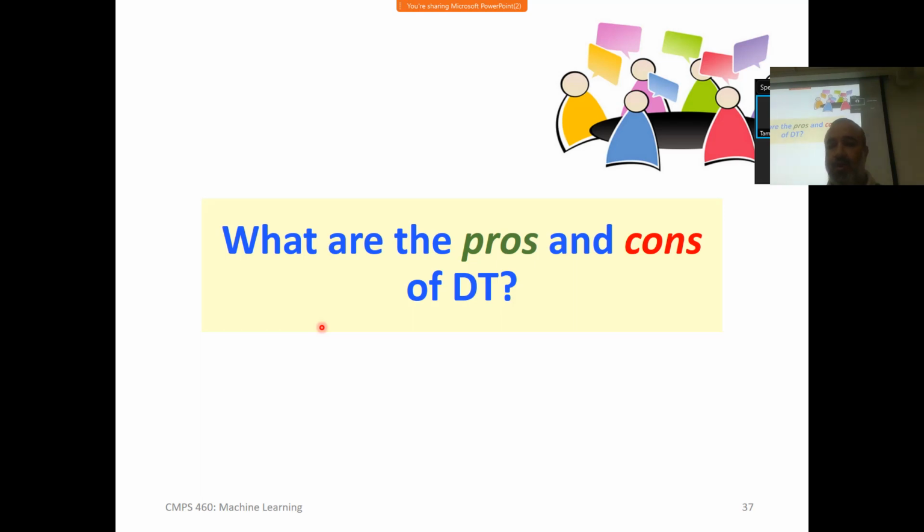Now I want you to think together. You can discuss together maybe for a couple of minutes. What are the pros and cons of decision trees? What are the advantages and disadvantages of decision trees based on what we discussed so far? What are the good things about decision trees? And what are the bad things about decision trees? Okay, I'll give you a couple of minutes. You can think together, please, and talk together, and try to come up with advantages and disadvantages.